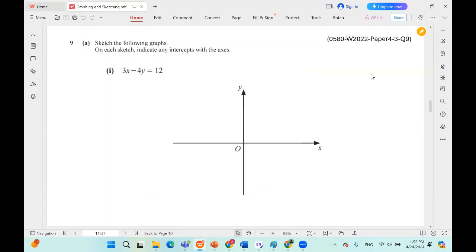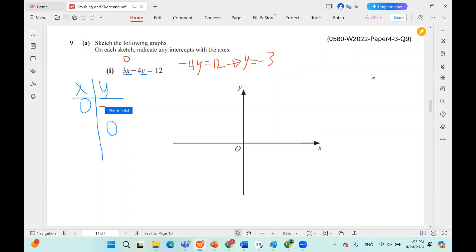Here we want to sketch this graph. Again, this is quite easy. We create a table of x and y. For a line that just has x power 1 and y power 1, you just need 2 points. You don't need anything more than that. So I'll put x as 0 and I'll find the other letter. So when x is 0, I have negative 4y equals 12. So y equals negative 3. So here we have negative 3.